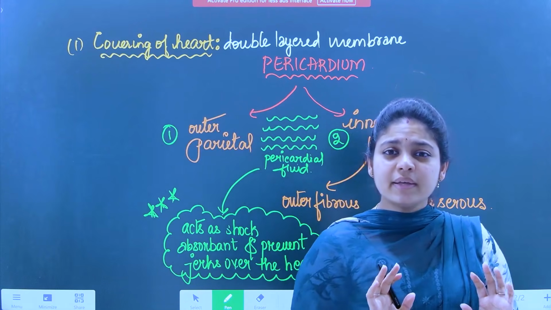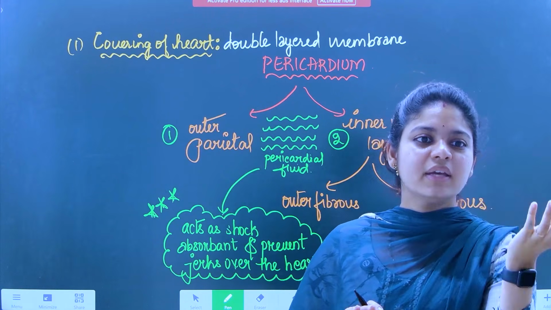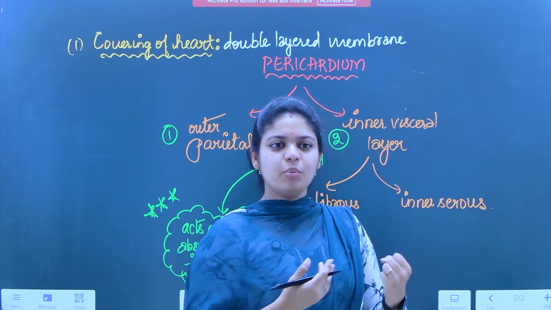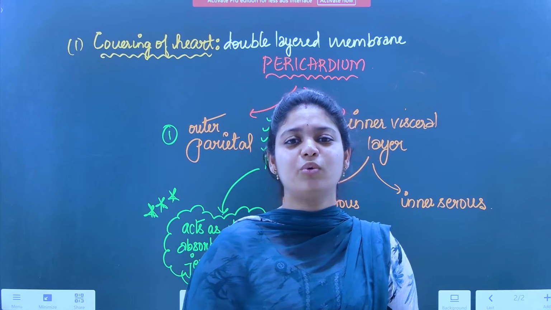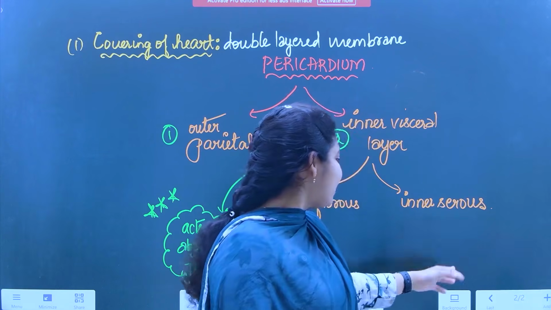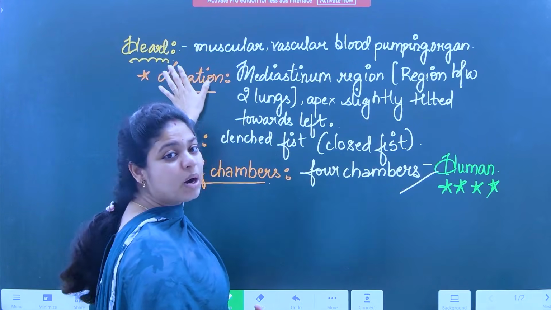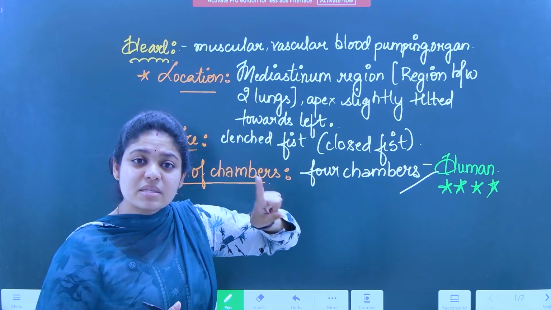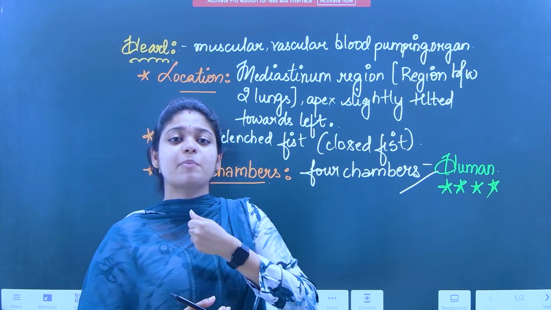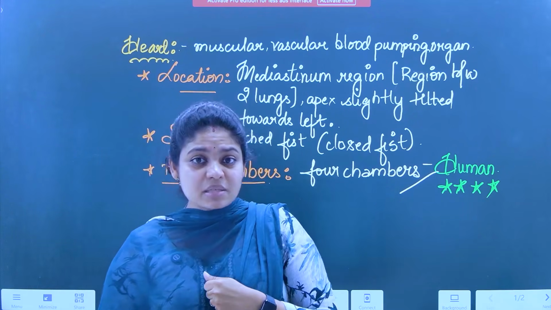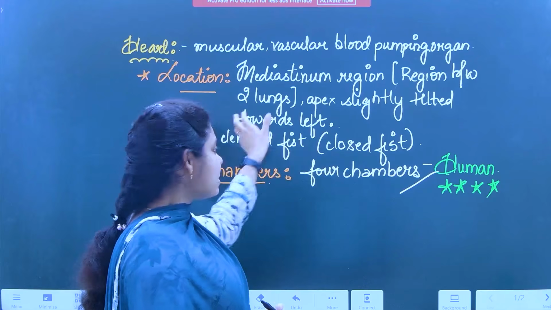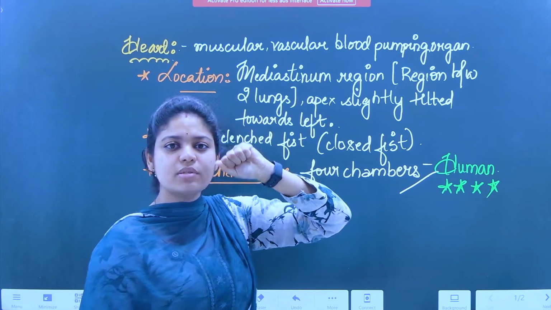Understood? So what did I tell? The heart is covered by a double layered membrane. I'm still in the starting only. I have not started anything. I was revising the previous class. What did I tell is first we are going to learn about heart. What is heart? It is a muscular vascular blood pumping organ. Where is it present? Between the lungs in the mediastinum region with the apex slightly tilted towards the left. The size is that of a clenched fist or a closed fist.